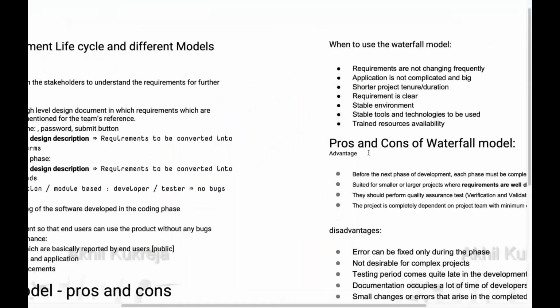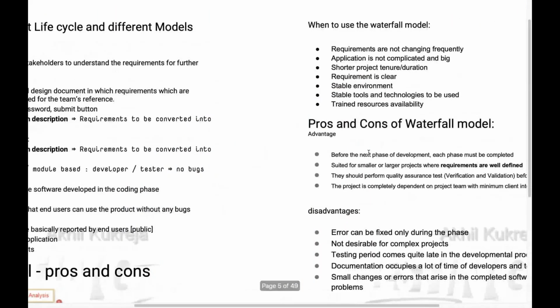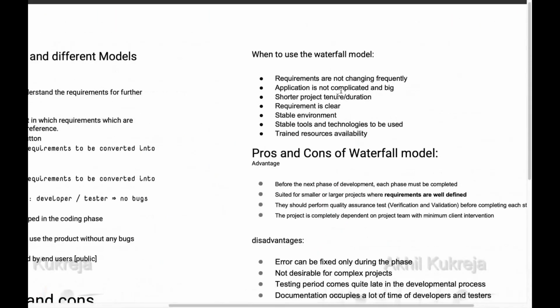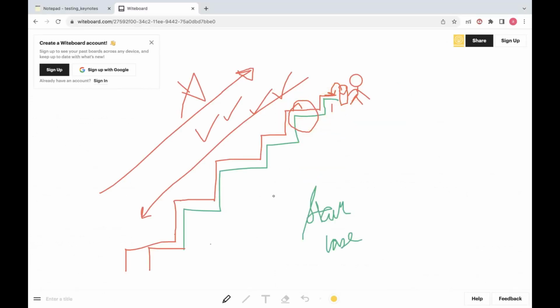Now, what does that mean? Let's start with when to use the waterfall model. Requirements are not changing frequently. Now, why do you think that requirements should not change very frequently in the waterfall model?